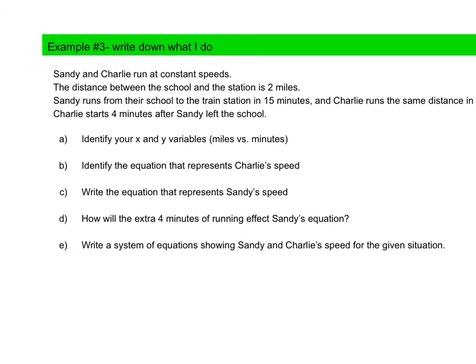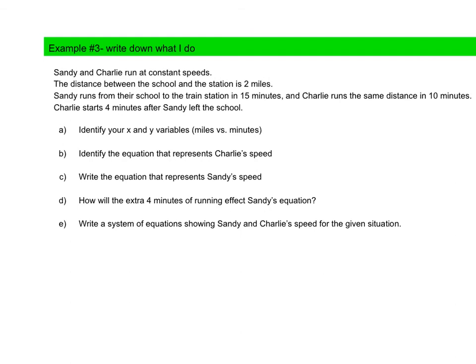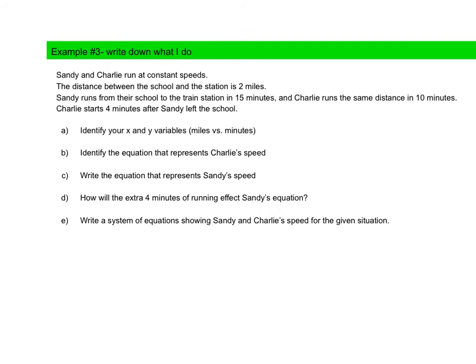All right, example number 3. Our situation is described here. It says Sandy and Charlie run at constant speeds. The distance between the school and the station is 2 miles. Sandy runs from their school to the train station in 15 minutes, and Charlie runs the same distance in 10 minutes. Charlie starts 4 minutes after Sandy left the school. So we want to take this situation and we want to represent it mathematically.